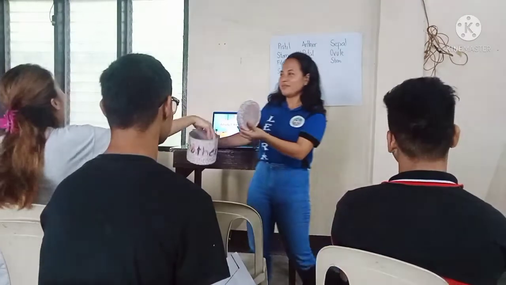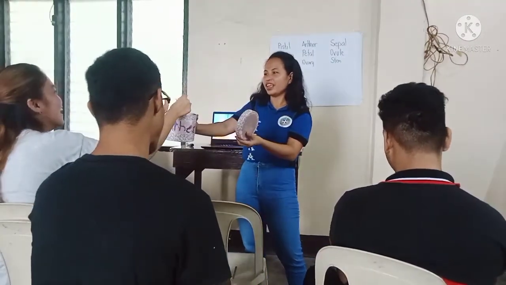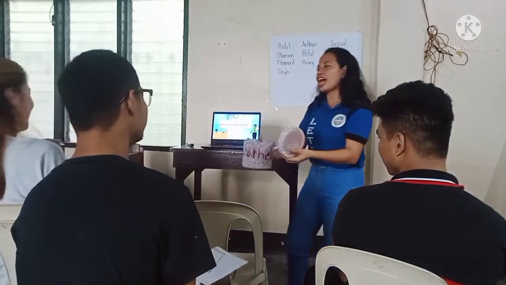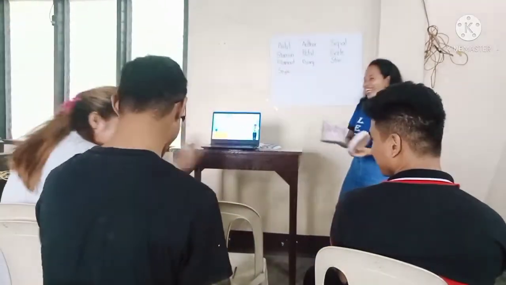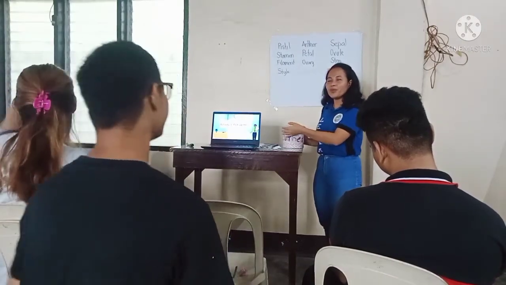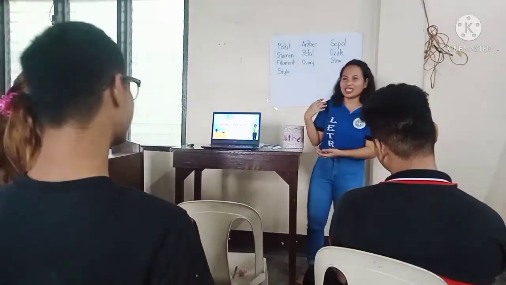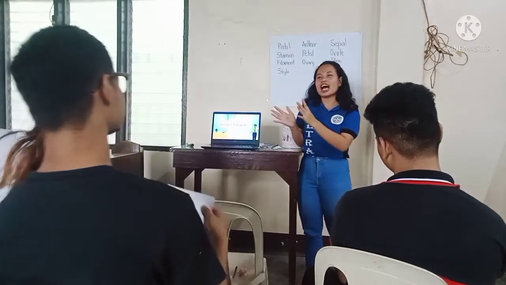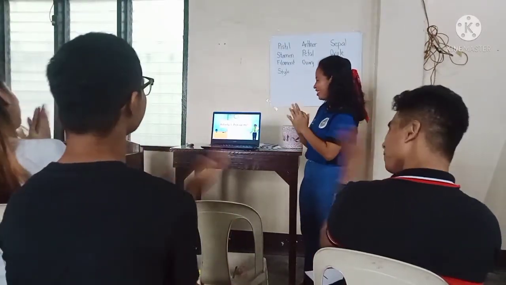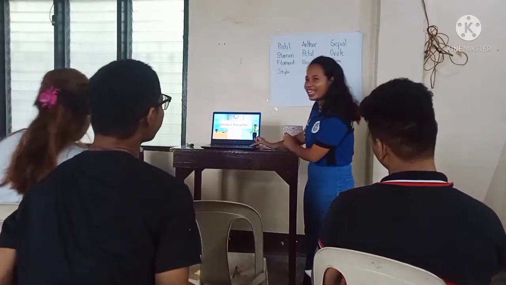So, that is flower. It's violet. It consists of 5. No, it's not violet. It's pink. So, all in all, group 1 got 25 points. Okay, so they are the winner of this game. Let's give them a round of applause.